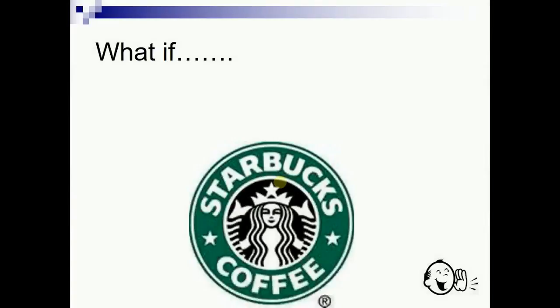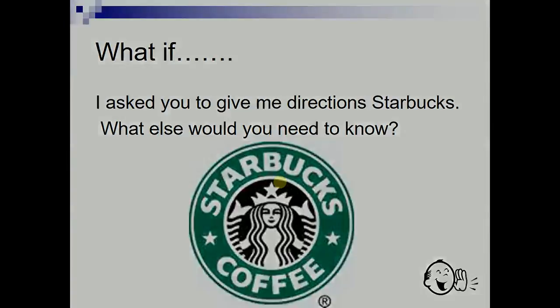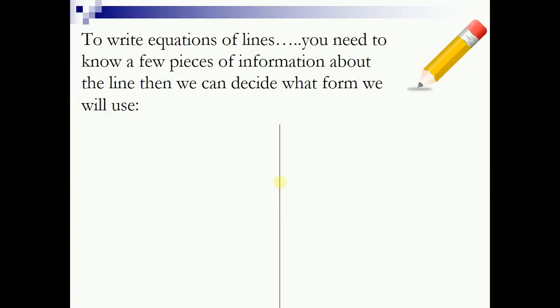So now, what if, guys, I wanted you to get me directions to Starbucks? What else would you need to know? Well, you would be like, well, what's Starbucks? Well, how do you want to go there? Fast, or do you want to take the scenic route? What do you want to do? Right? So there are multiple ways to write equations of lines. You need to know a few pieces of information about the line so that we can decide what form we will use.